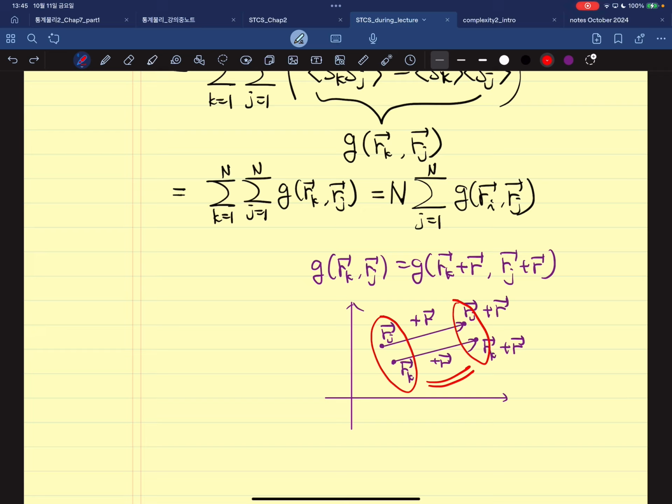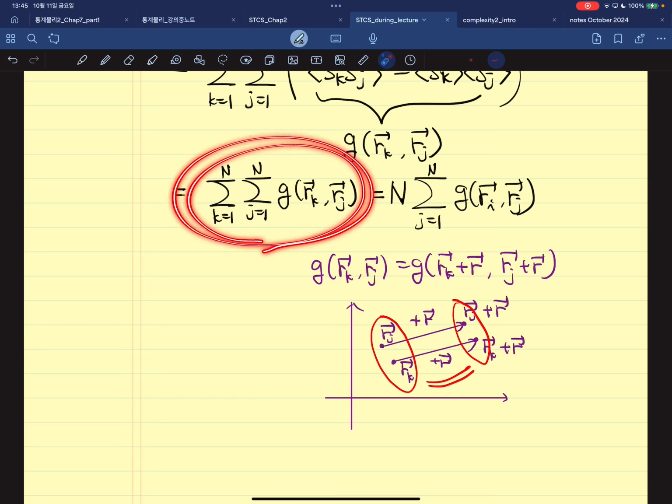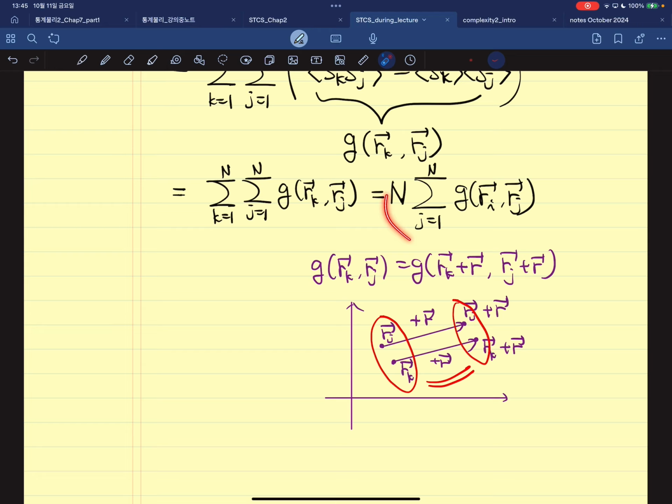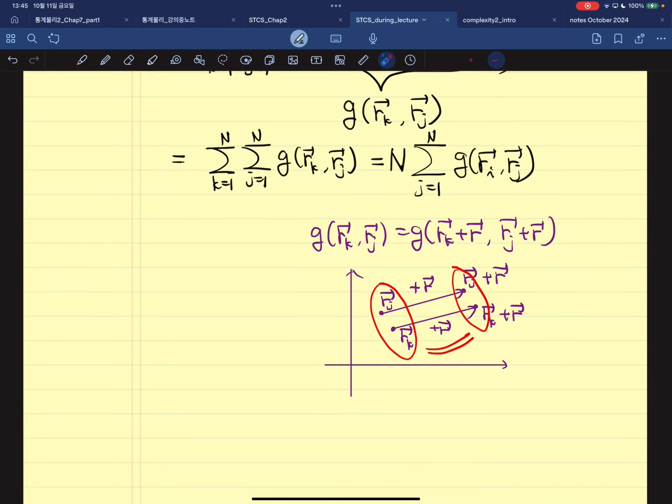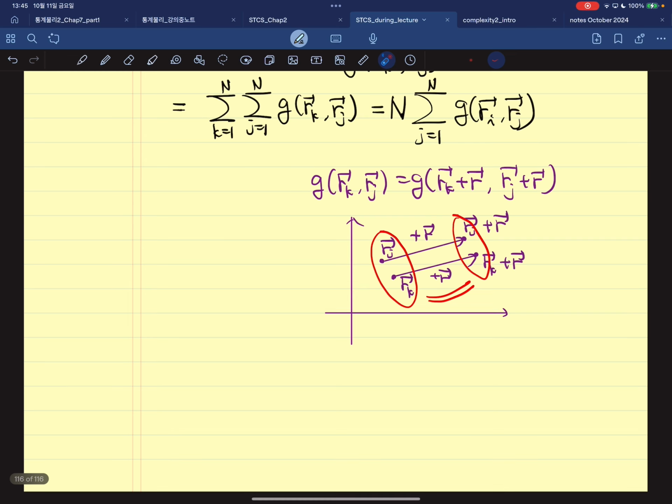This could be a big assumption, but it's quite relevant for most of the large system. So with this argument, we can replace this double summation as a single summation times n. Yeah, you can think about it to fully understand what this means.